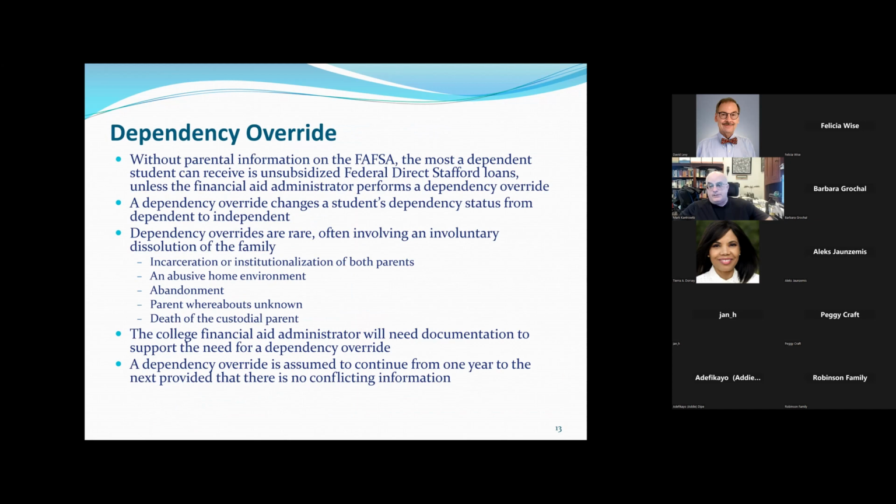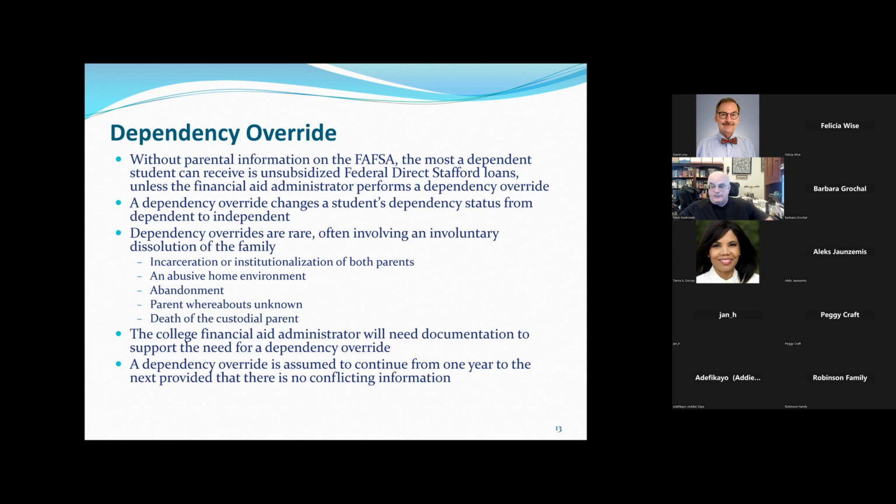Now let's talk about dependency override. If the student's parents refuse to complete the FAFSA, the most financial aid an eligible dependent student can receive is an unsubsidized federal direct Stafford loan, unless the financial aid administrator performs a dependency override. The parents no longer have to cut off all financial support for the student to receive just an unsubsidized federal direct Stafford loan.